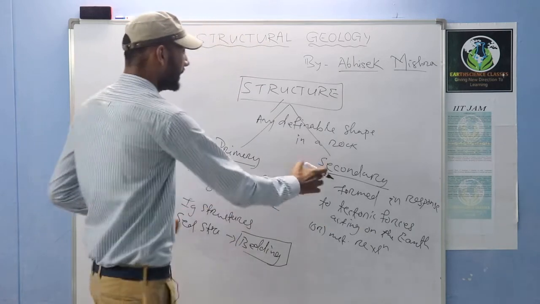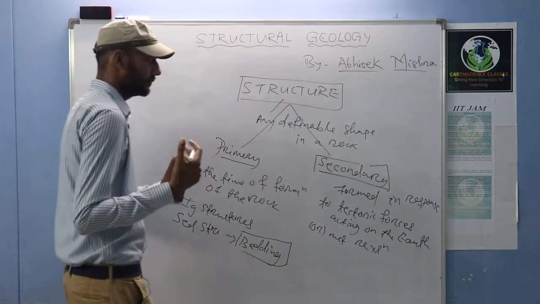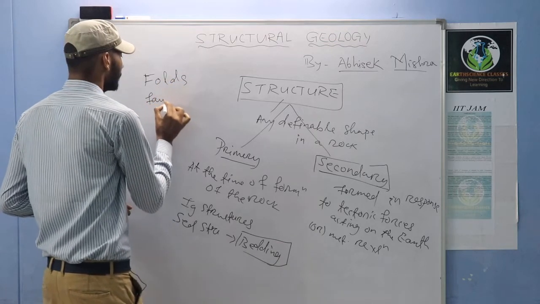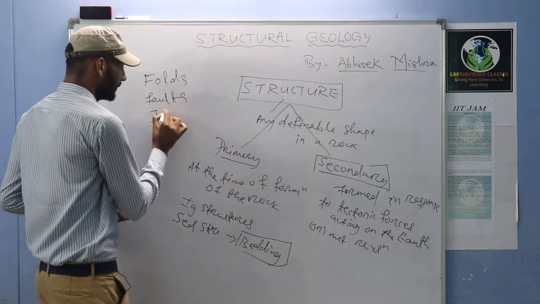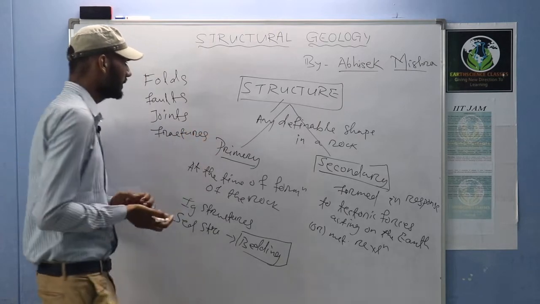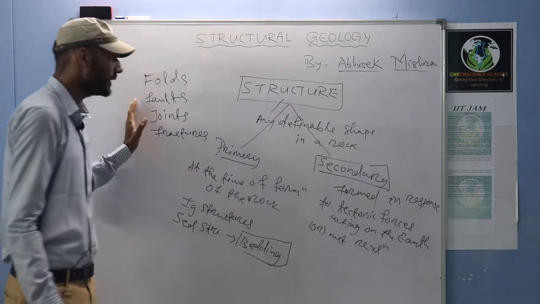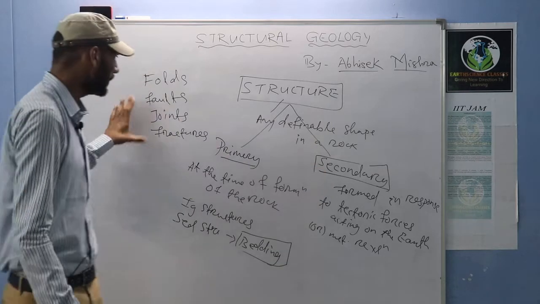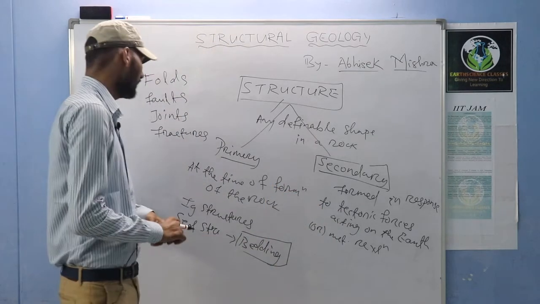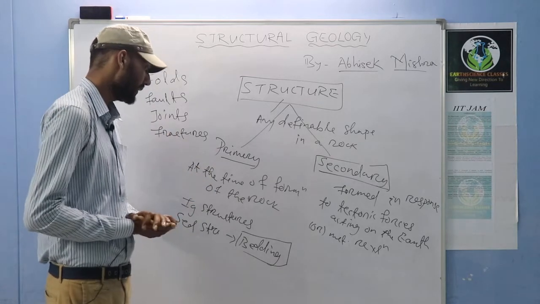Okay, so what are the secondary structures? All those structures we are studying in the general syllabus of structural geology, like folds, faults, joints, fractures. These all fall under the secondary category. These are all included in secondary structure because they are formed after the formation of rock in response to either tectonic forces or due to metamorphic recrystallization. As for primary structure, they are generally igneous and sedimentary structures.